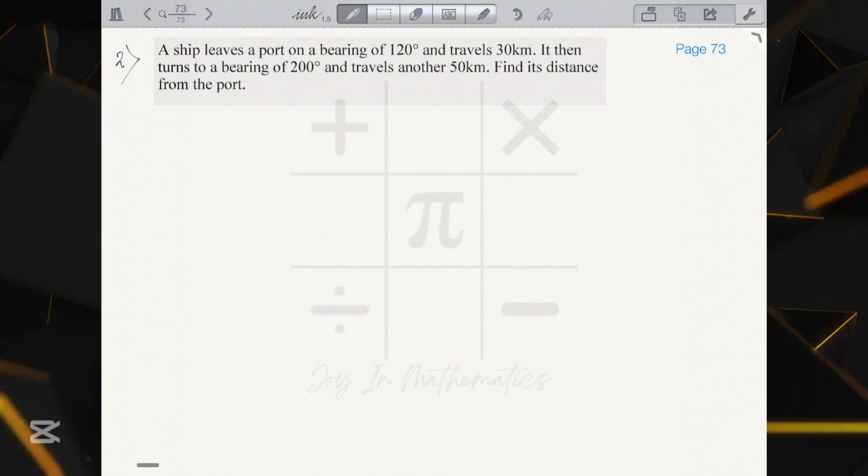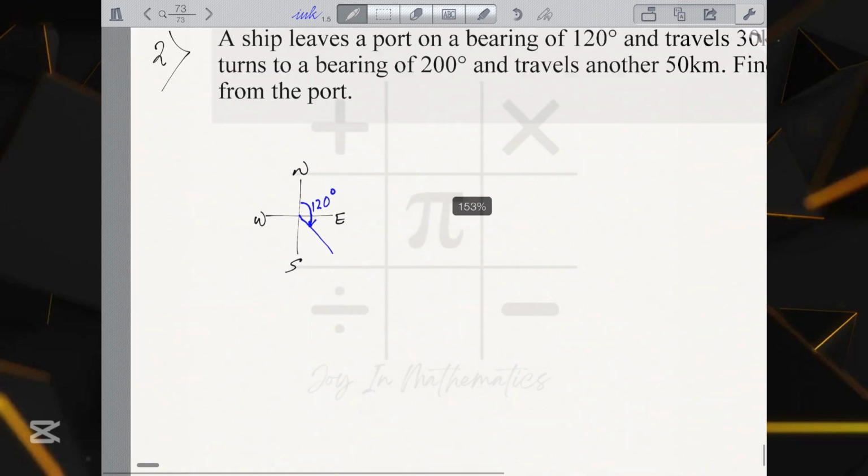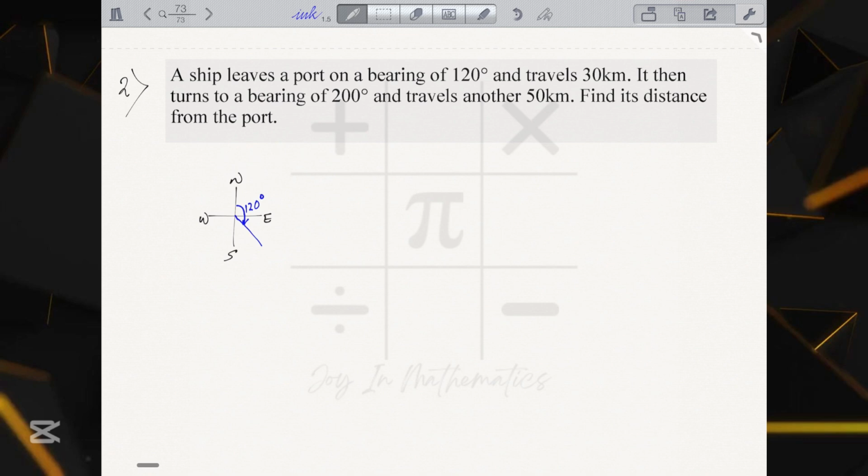Let's say this is the starting position of the ship, north, south, east, and west, and on a bearing of 120 degrees. What is the position of 120 degrees, we may ask? From here to here, 90 degrees, an additional 30 degrees, so we'll have 120 degrees. Okay, that's the bearing of 120 degrees. And with this bearing, it travels 30 kilometers. So let's call this 30 kilometers.